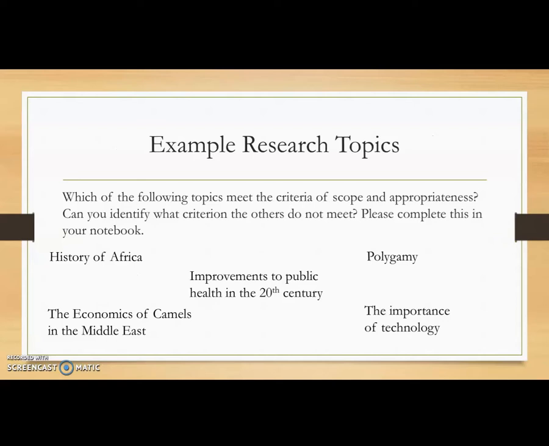To practice, let's look at these example research topics. The topics are history of Africa, the economics of camels in the Middle East, improvements to public health in the 20th century, polygamy, and the importance of technology. Which of the following topics meet the criteria of scope and appropriateness? Can you identify what criterion the others do not meet? Please complete this activity in your notebook. Pause the video now.